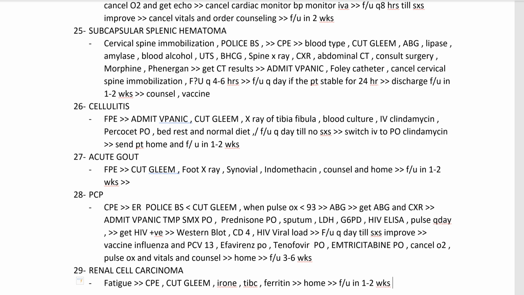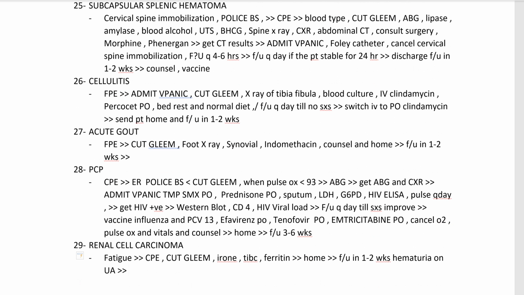Once the patient returns, you find microscopic hematuria on your urinalysis. Then renal cell carcinoma is high on the differential right now. So you want to do physical exam, interval history, and then you want to order abdominal CT. Okay? And then you send him home, follow up in 1 to 2 weeks.